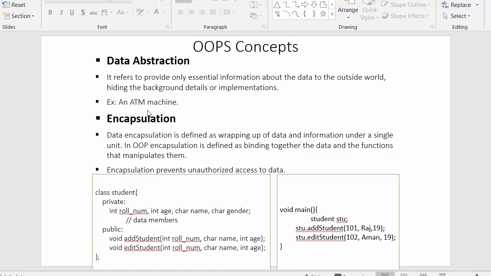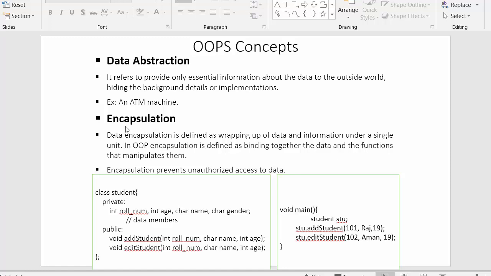We should write the program for developing any system in such a way that our system provides only the essential information to the user, or only that much of information which the user requires at that time. No need to give additional information. That is the concept of data abstraction, which is one of the important concepts in object-oriented programming.